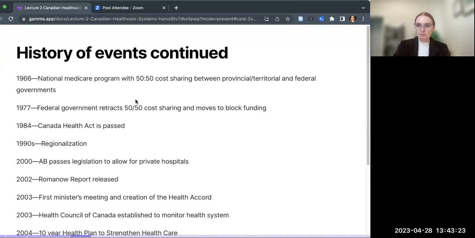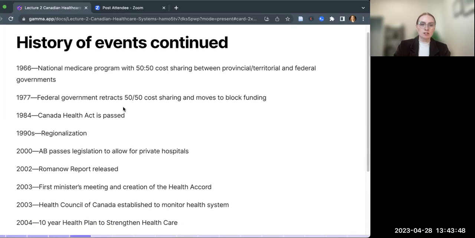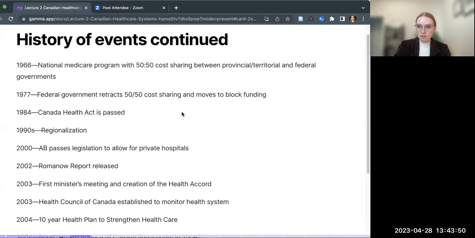But even with discussions now with attacks on universal health coverage, it has always been a bit of a contentious topic. In the 1990s, there was a lot of regionalization that started to happen. So provinces were trying to figure out how they were going to deliver these services that they were now mandated to deliver to the populations. In Alberta in 2000, they actually passed legislation to allow for private hospitals.